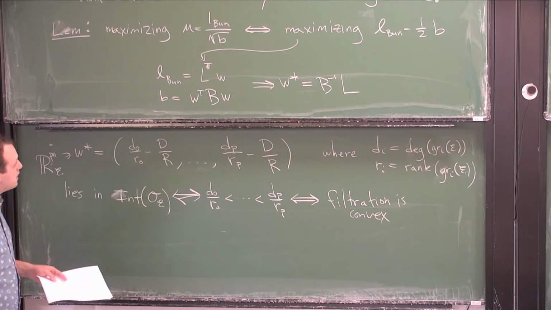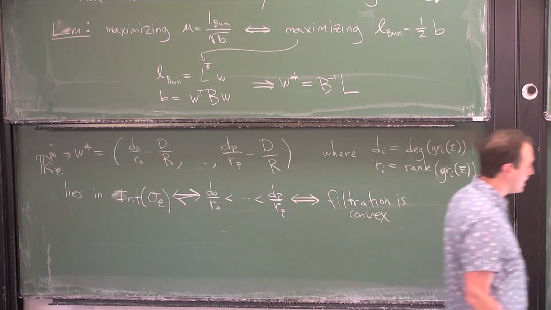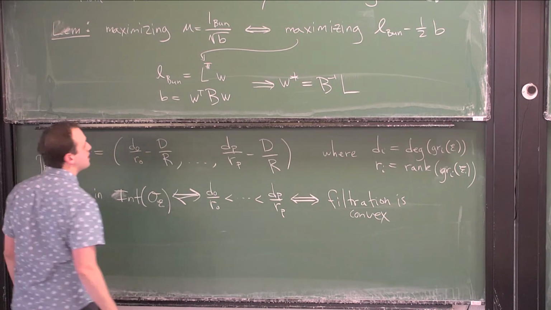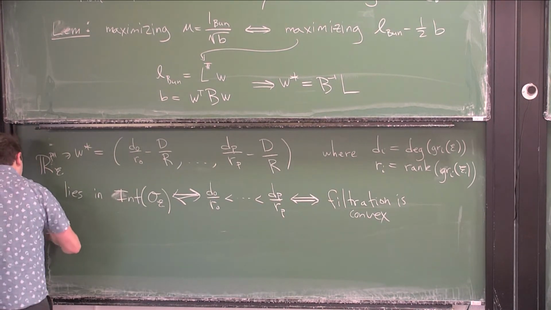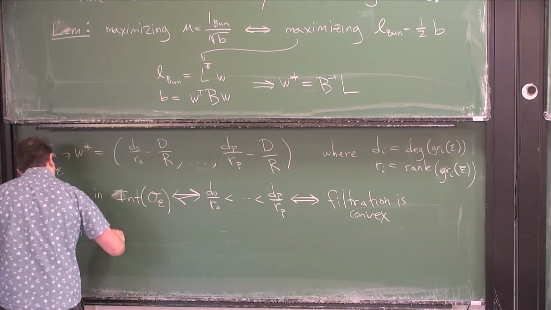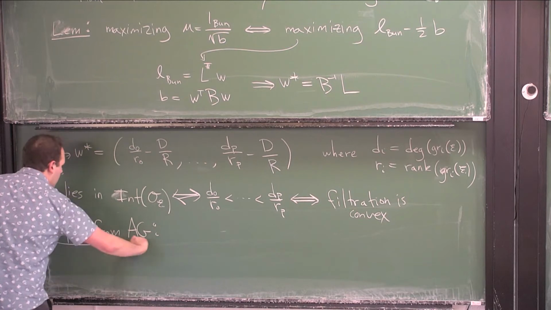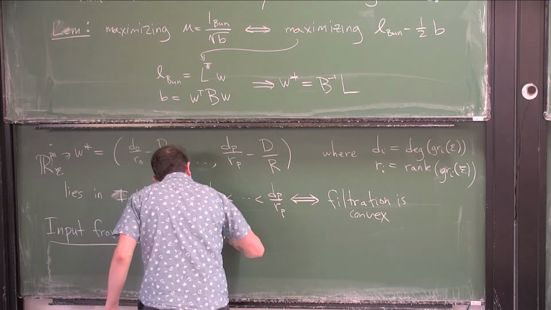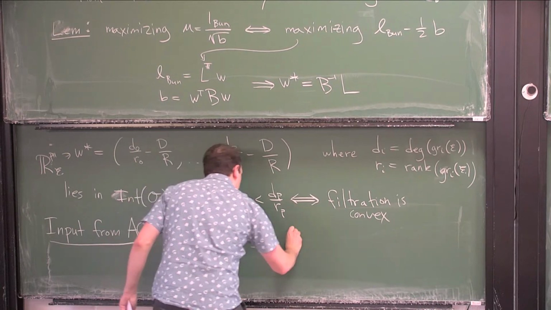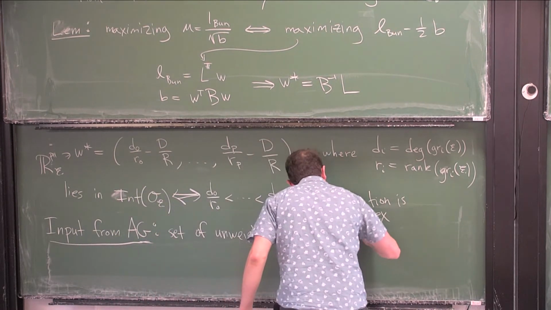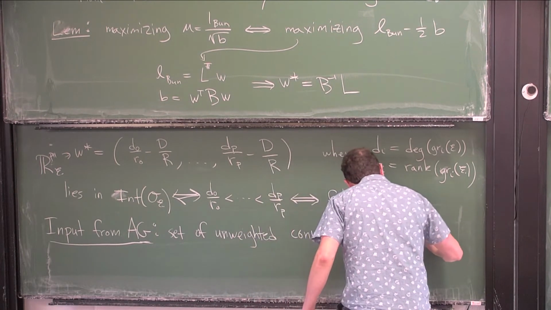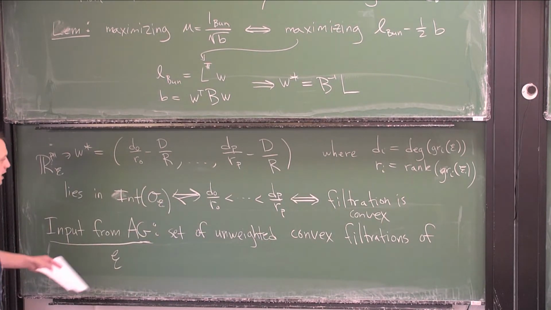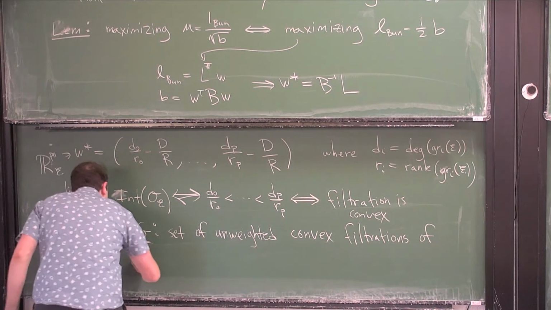Yeah. So this is the observation. It's an optimization-theoretic argument for why it suffices in this example to just consider convex filtrations. And then there's a key input from algebraic geometry, which is the boundedness that I was talking about. The input is that the set of unweighted convex filtrations of E is bounded, if I fix my bundle, or more generally, if I let the bundle vary in a bounded family.